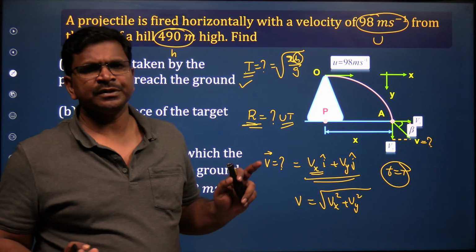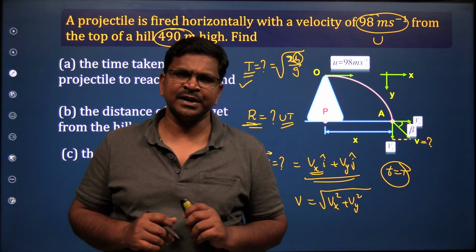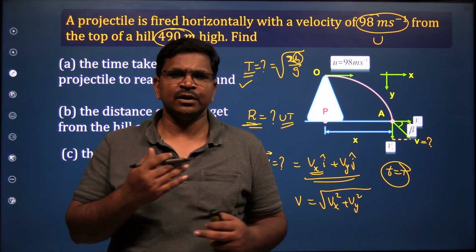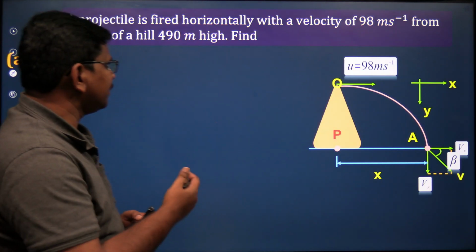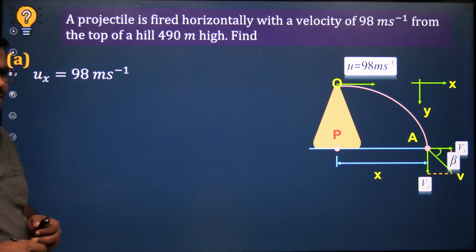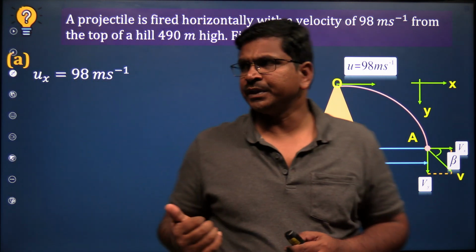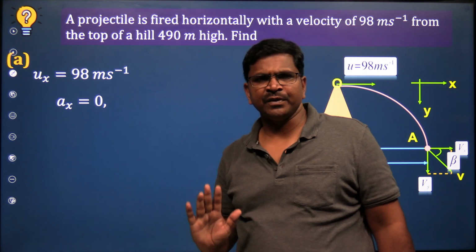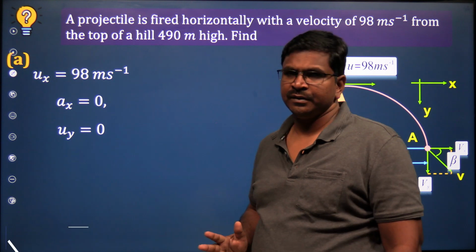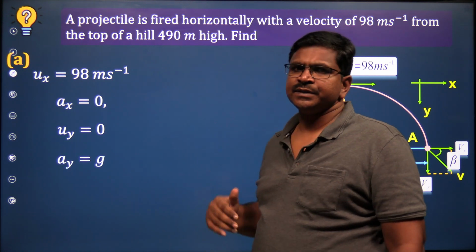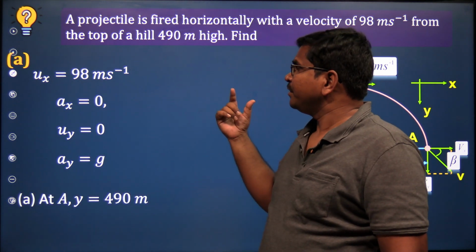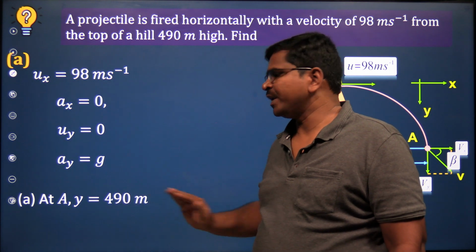So that is the basic approach, and from this question we can understand, if you know the linkage from the given data to the question which is asked, you can answer easily. Let me come to the solution part here. It is given that ux is equal to 98 meters per second. Now, other information given here is ax is 0 by default for the horizontal projectile, and uy is 0 by default for the horizontal projectile. And now, the other data which is by default is acceleration along y direction is g, and the given data, the vertical displacement, is 490 meters.